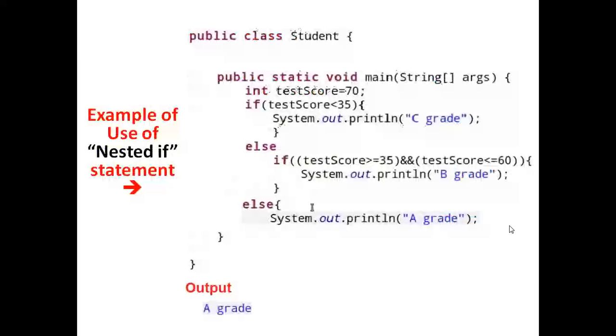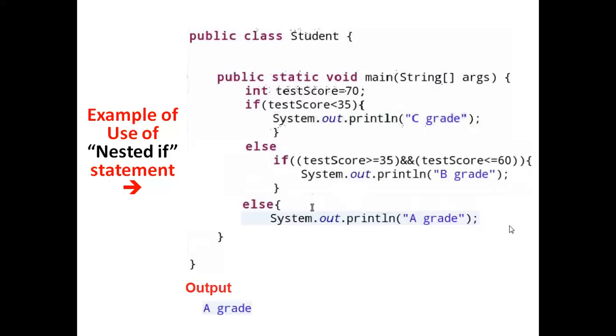We'll see the example of this. I've written one class named student, in which I've written the main function. I've declared one variable, testScore, which is of integer type, equal to 70. I used an if condition, the first if condition, in which I've given one condition, that is, test score is less than 35. As we know, test score is 70. The condition is false. Therefore, it will not execute this line which prints C grade. It will go into the else part.